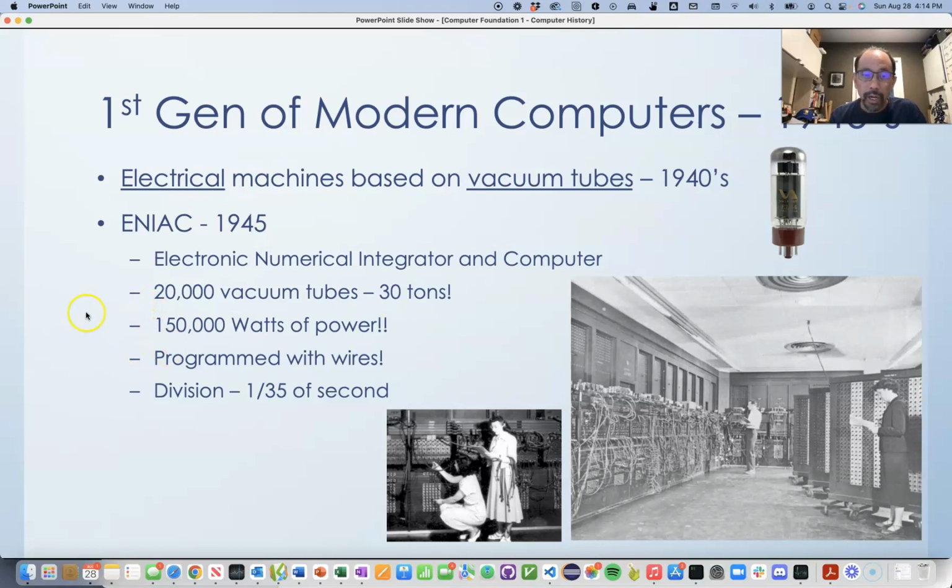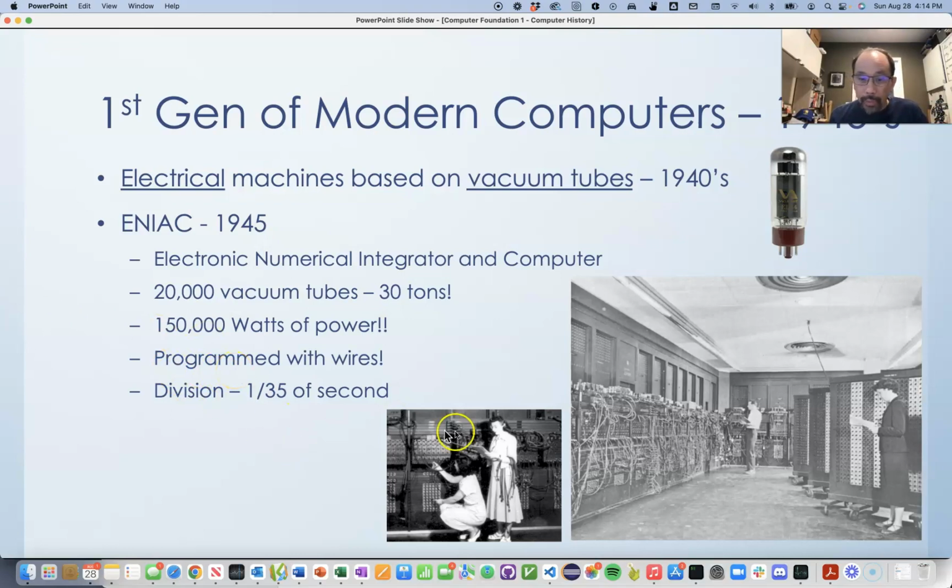It consumed 150,000 watts of power. Just for context, your hair dryer takes about 1,000 watts. Your phone, your iPhone or whatnot, probably 5 to 10 watts. Your laptop, maybe 50 to 100 watts of power. And this thing consumed 150,000 watts, more than many households all together.